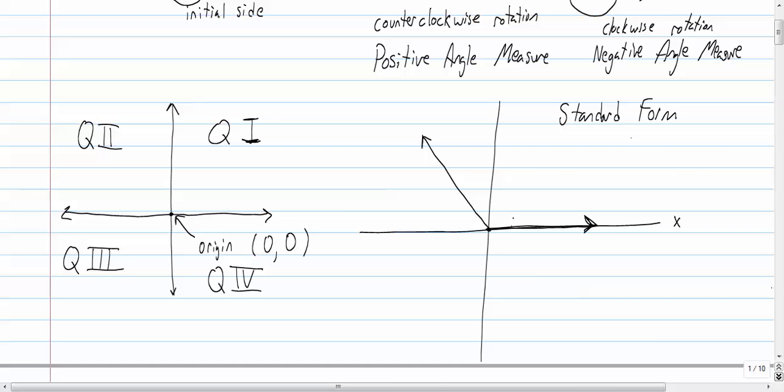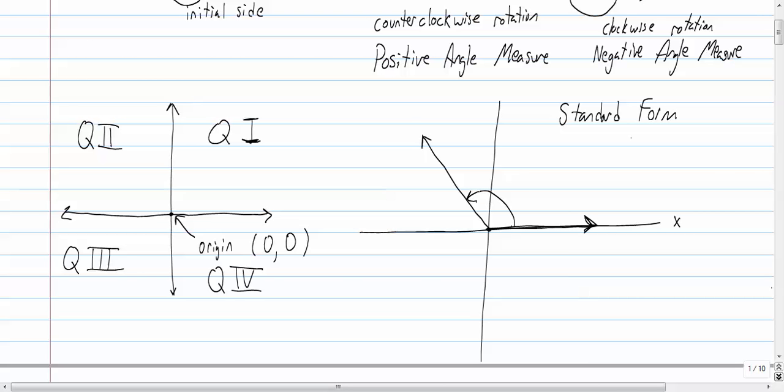Now, I'm going to draw an angle measure here just to give you one other trig fact. Wherever your terminal side is, so you see my terminal side is where I stop my arrow. Wherever that's located, we can say that the angle measure lies in the quadrant where the terminal side is located.